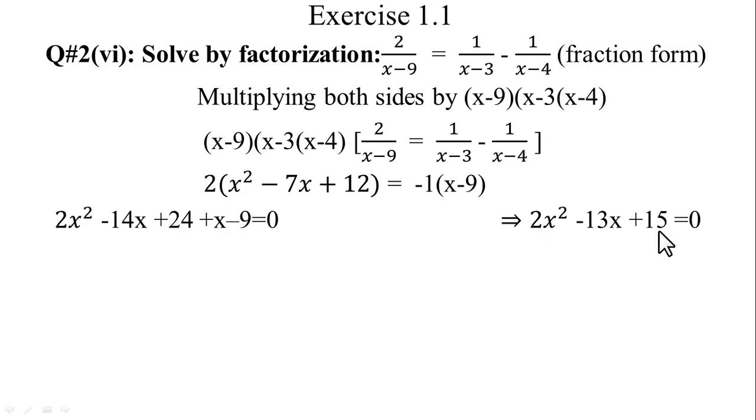So we get 15 multiplied by 2, answer will be 30. So we will do mid-term breaking of 13 into 2 parts. Multiply answer is 30 and addition answer is minus 13. So we get minus 15 plus 2. Minus 15 plus 2 answer will be minus 13, and multiplication answer of minus 15 and 2 is minus 30.